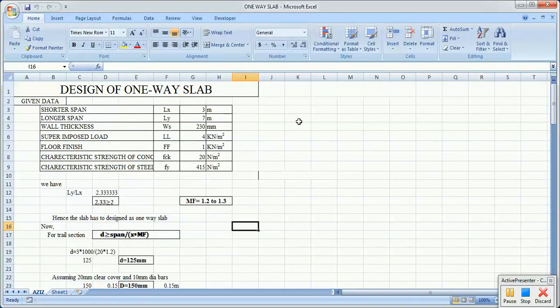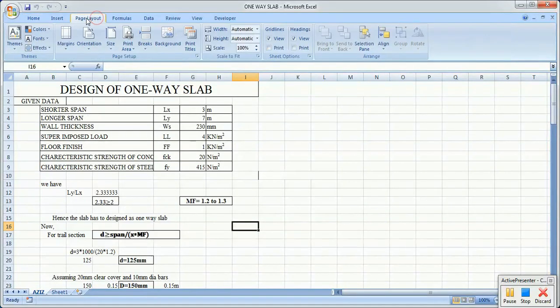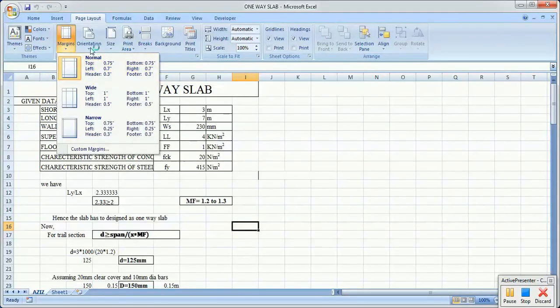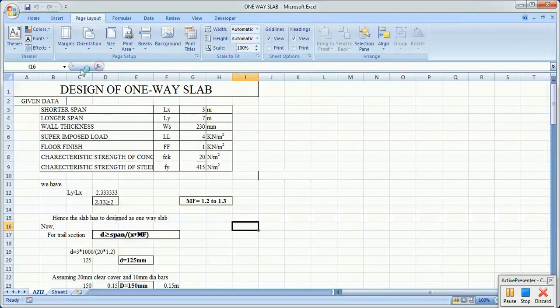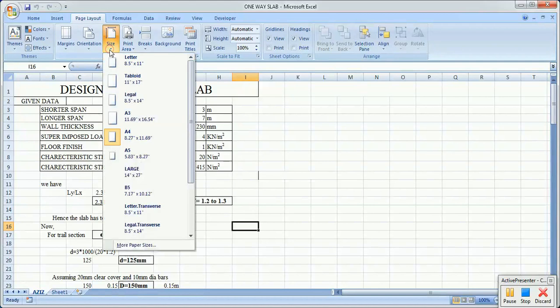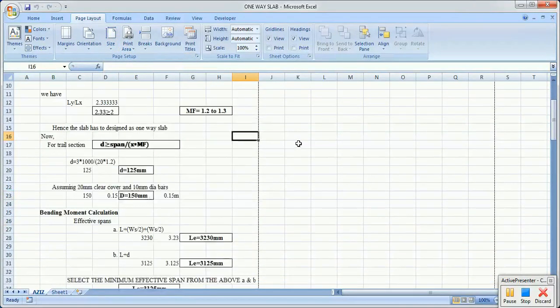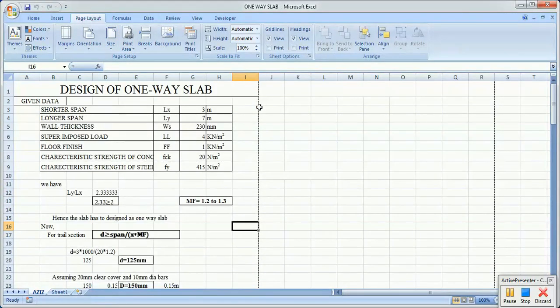Here again you first start with the page layout. In the page layout, first you have to fix margins. Then you have to fix the orientation, that is portrait. Then you select size as A4. When you select size A4, you can see these dotted lines. As I told you, whatever you type should be within these dotted lines. First, the title is the design of one-way slab.